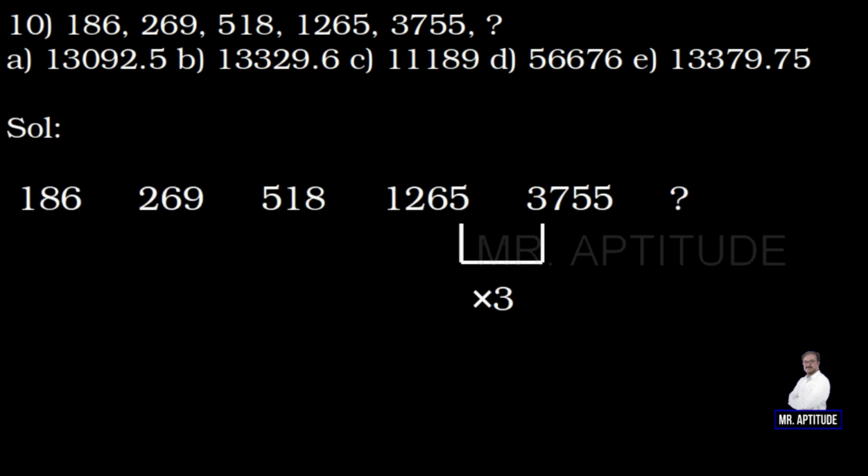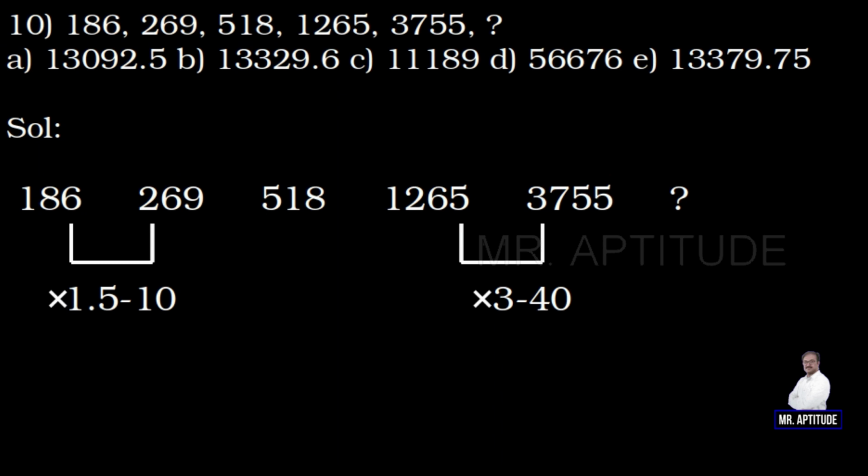Let me start with these two numbers, 1265 and 3755. 1265 3 times gives you approximately 3755. So if you are given a question this way, relating the bigger numbers will definitely save your time. So I want you to get used to relating these two numbers first. So 1265 into 3 gives you a number close to 3755.